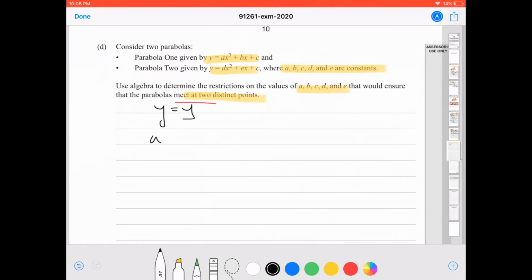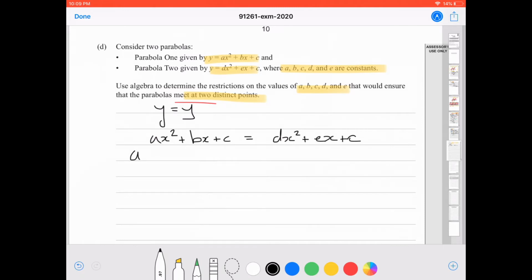Now we have values for y. It's ax squared plus bx plus c, and that equals dx squared plus ex plus c. Okay. Let us bring everything to one side now.